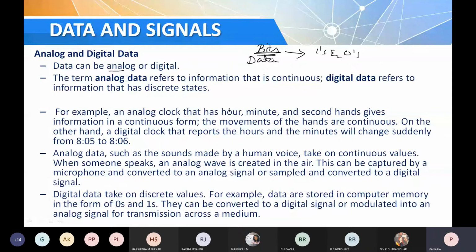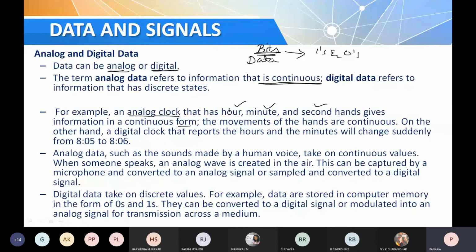Analog data refers to information that is continuous. Okay. So when you are representing analog data, it is in continuous form. I will give an example for this. For example, if you take an analog clock, where there is an hour hand, a minute hand and a second hand, whatever information you are getting from this analog clock is in continuous form.